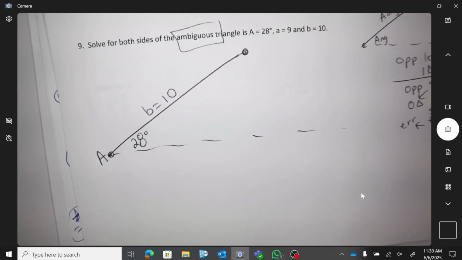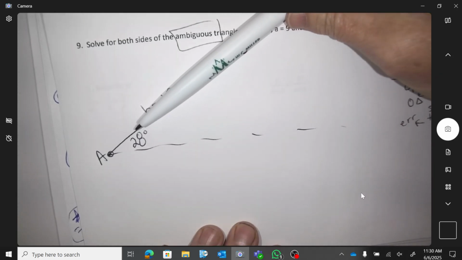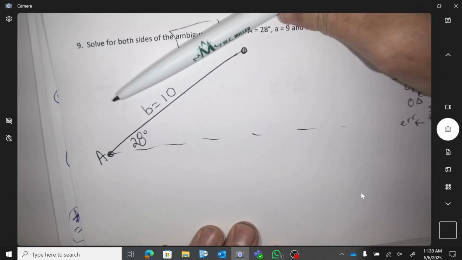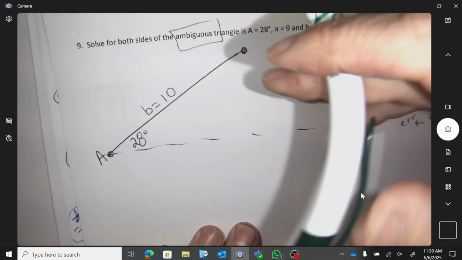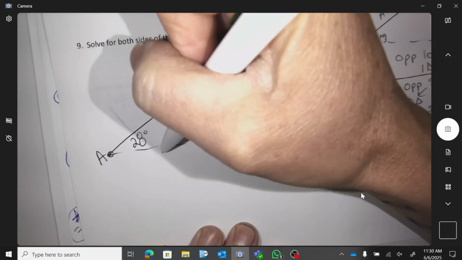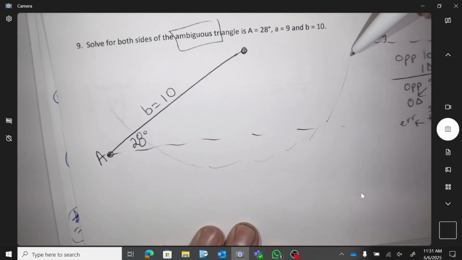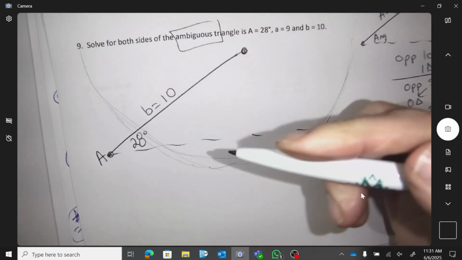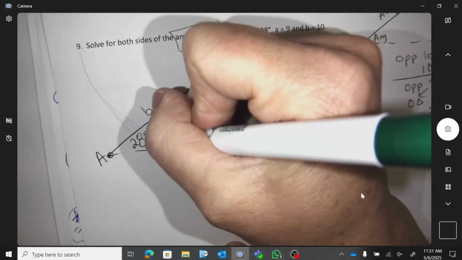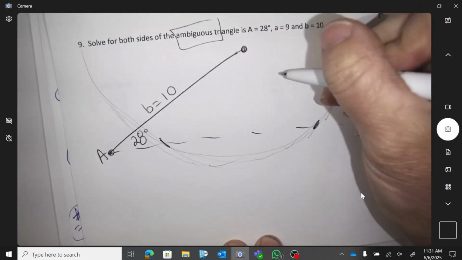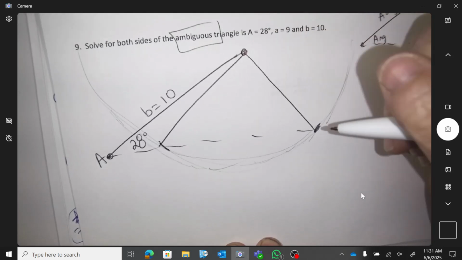All right, so if this is 10, 9 would be a little bit shorter. So can you visualize me doing like a grandfather clock pendulum? If I could swing 9 around from this top, how would I swing 9 around? It would hit the ground where? Right there and right there.